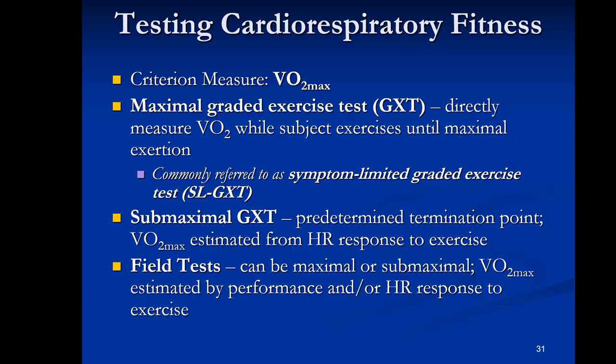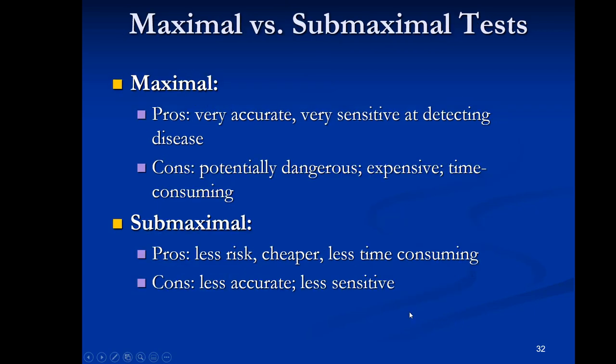And then we can also estimate VO2 max via field test, which could be either maximal or submaximal. But VO2 max is estimated in field tests by either exercise performance, like maybe a 1.5 mile run. That's a common one. Depending on how fast you run it, you get an estimated VO2 max, or how the heart rate responds to a given bout. So something like a step test where you step up and down for 3 minutes and you measure your recovery heart rate, and you can get an estimate of VO2 max based on how quickly the heart rate recovers. So these are all options for either estimating or measuring VO2 max.